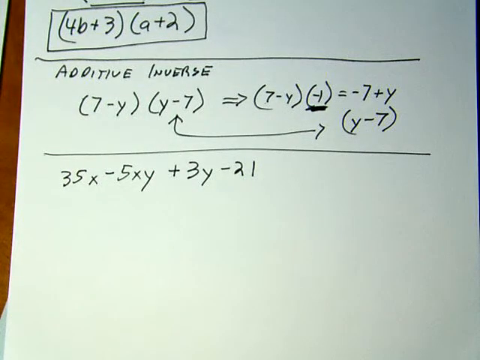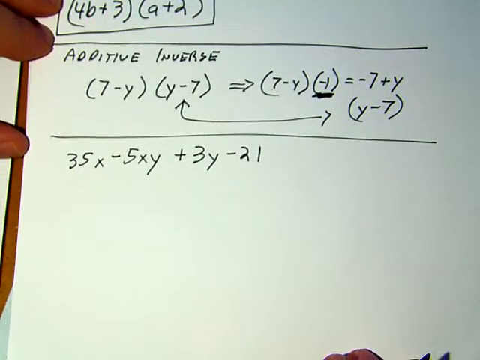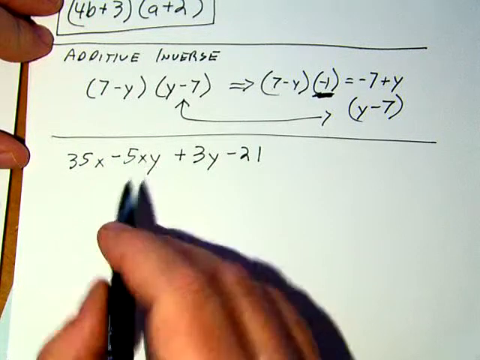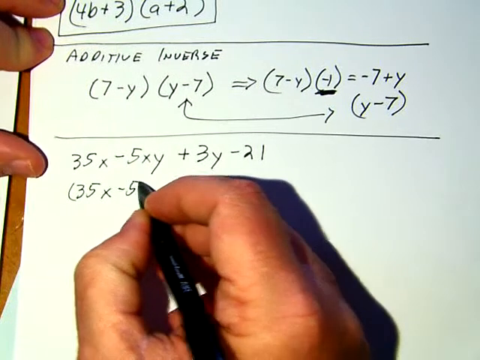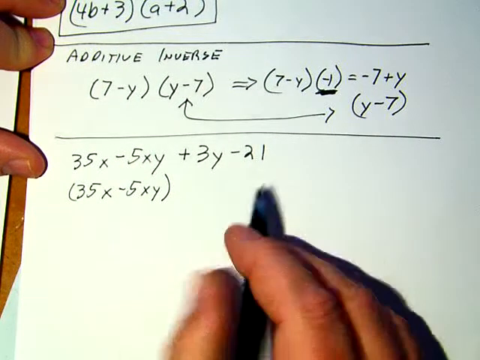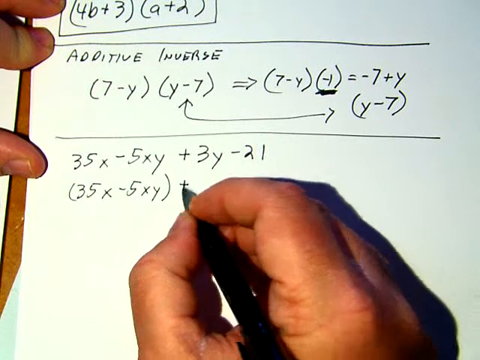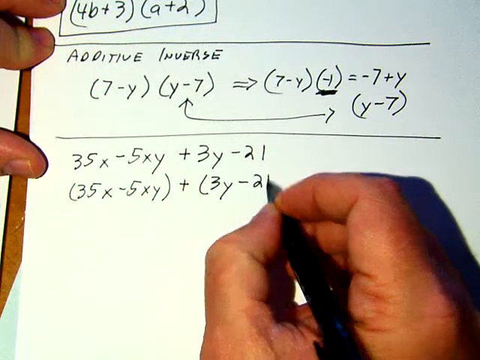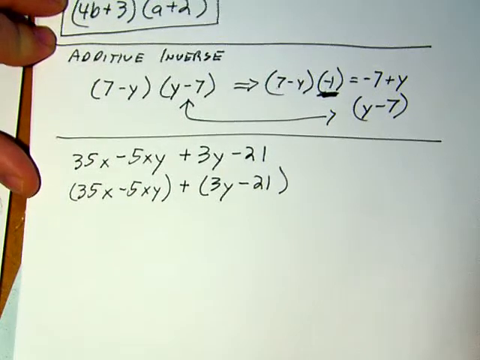Okay. Now, first thing I do is I look at my grouping concept, and I'm going to group it. I can get a 5 out of both of those and an x out of both of those. So let's group that as 35x minus 5xy. And I can get a 3 out of both of those. So let's add 3y minus 21. And all I did is group them so far. Now I'm going to actually pull the factors out.